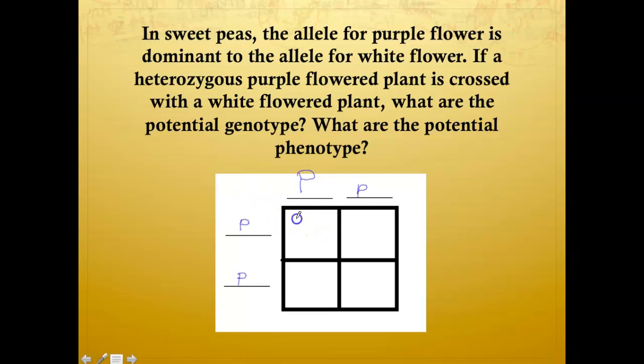So let's go ahead and cross them. So in this case, you get a 1-to-1 ratio. 50% will be purple and 50% will be white. Again, in this case, the genotype is the same. 50% are going to be heterozygous purple, and 50% are going to be homozygous recessive.